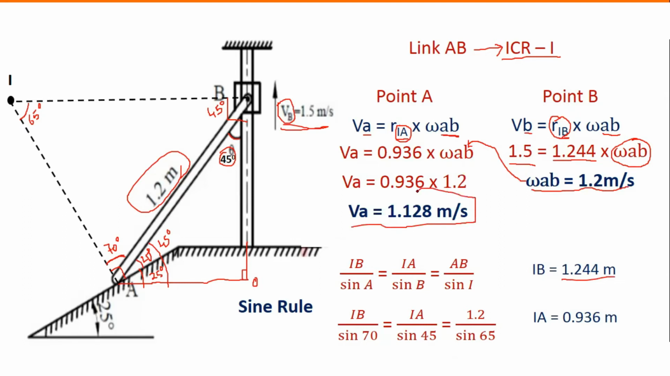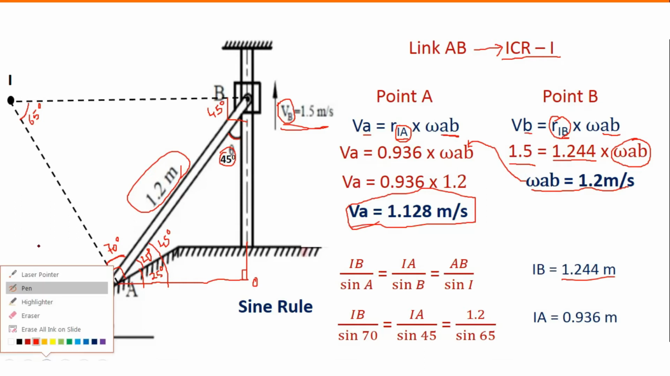This completes our solution. So again, you must have observed I have followed the same procedure which we have followed in the previous problems. That is, write the link name, write the ICR corresponding to it, write the point values, write the formula for the points, find the distances, substitute, get the answer. That's it. Hope you are enjoying the sessions. Having said that, let us start with the next problem.